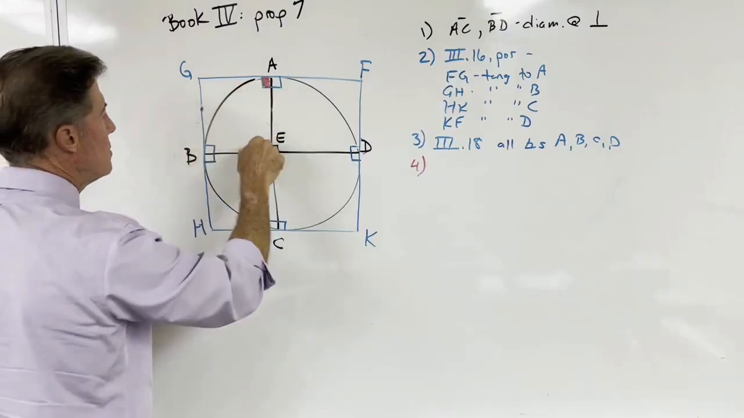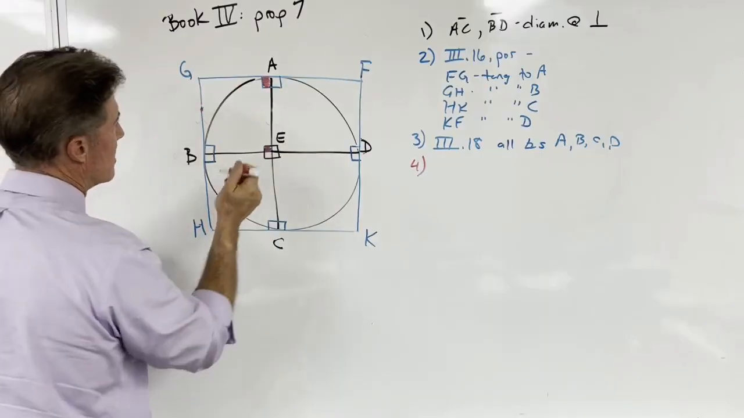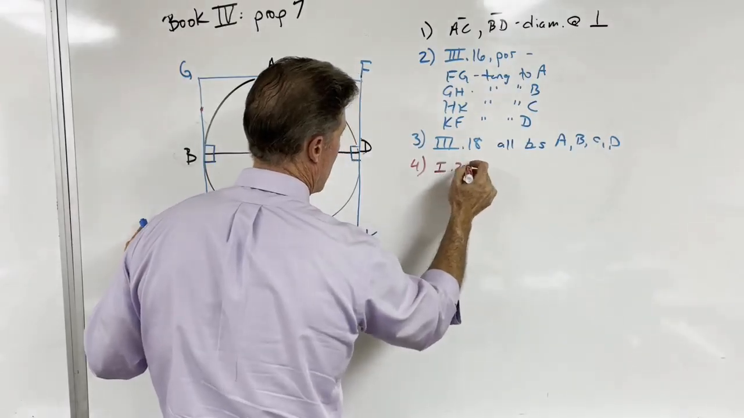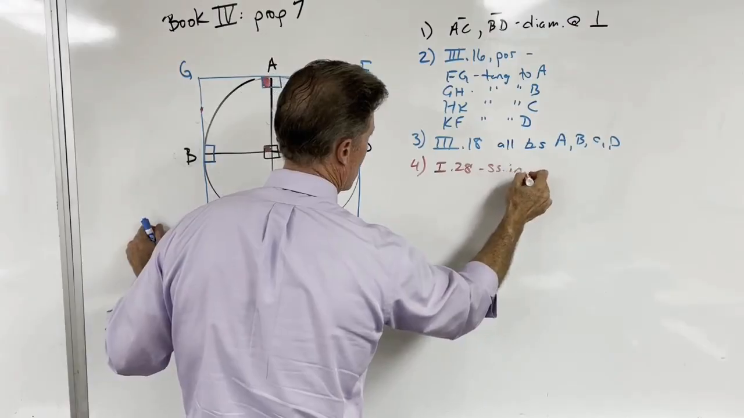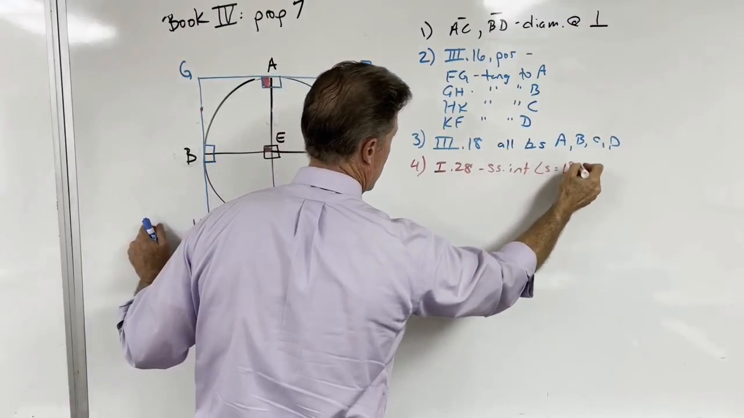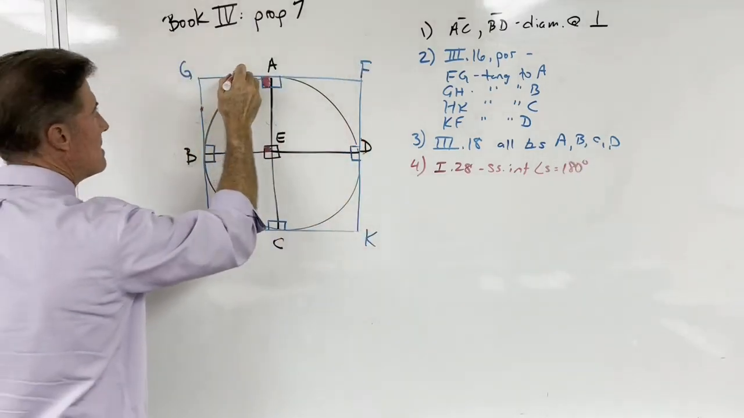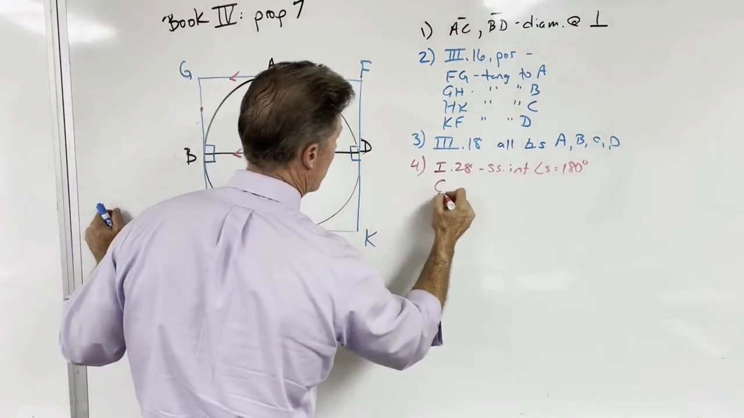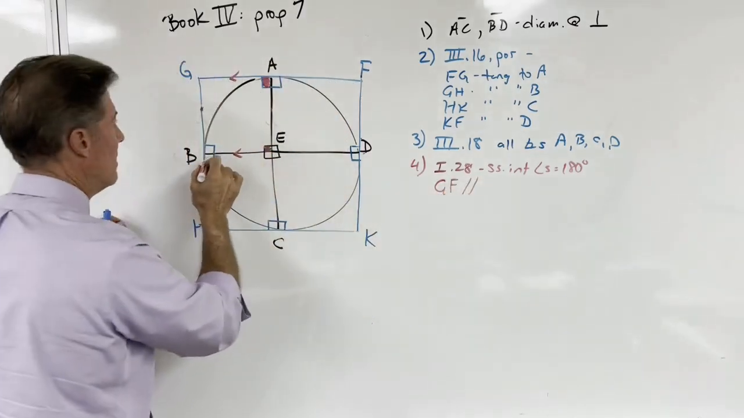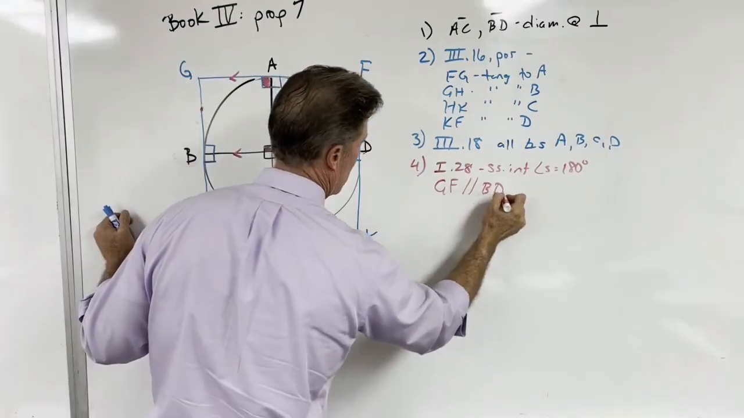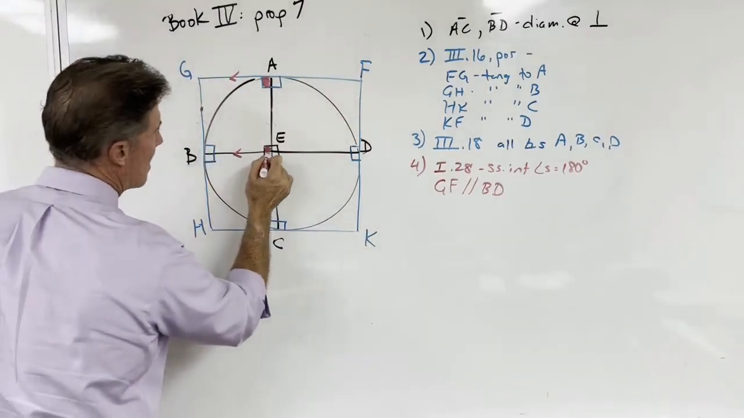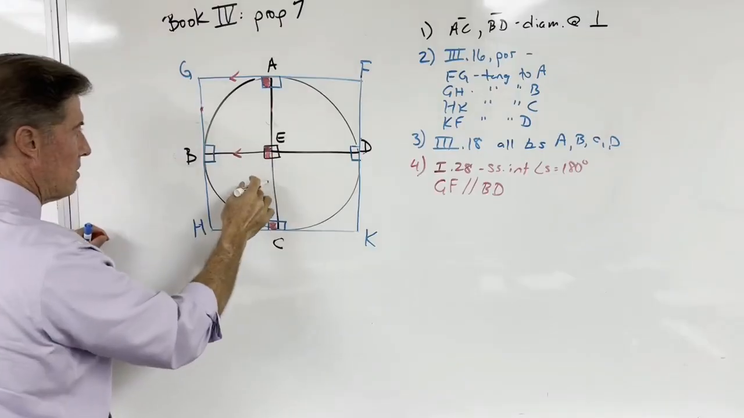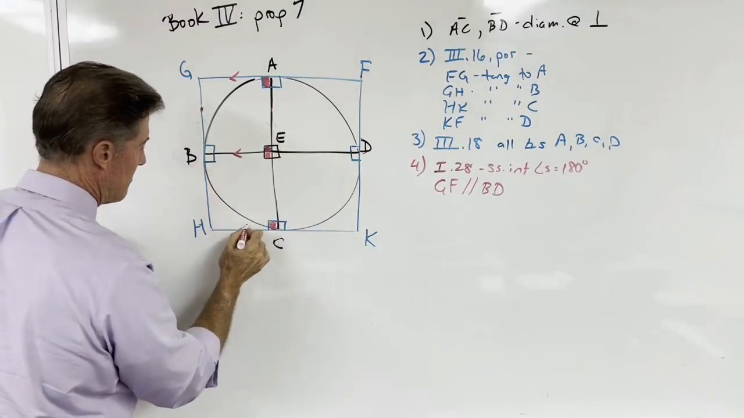So since we know these two angles are right angles, using Prop 28, same side interior angles equal 180 degrees, or two right angles, it means that this line and this line are parallel. So GF is parallel to BD. And we can use the exact same logic to show that because these two same side interior angles are equal to two right angles, BD is parallel to HK.